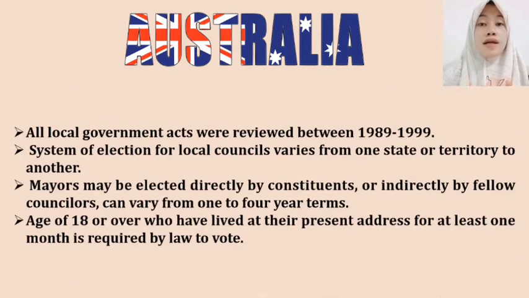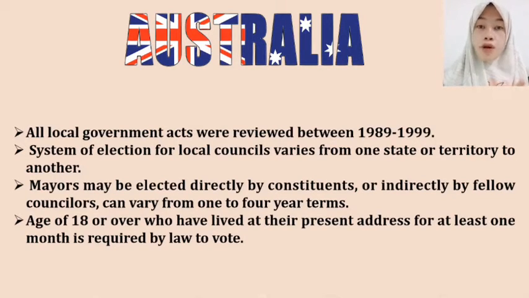Between 1989 and 1999, all local government acts were reviewed, with Queensland and the Northern Territory's Acts being reviewed again in 2009 and 2011 respectively. These reviews generally resulted in less prescription of councils' roles and functions, but greater public accountability and tighter requirements for corporate planning and reporting.